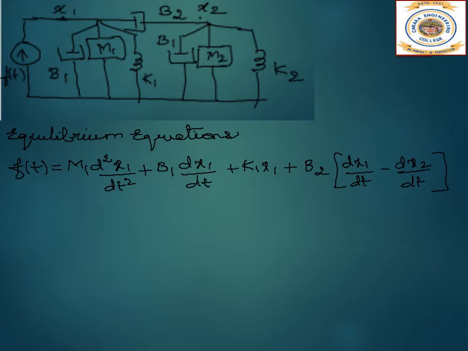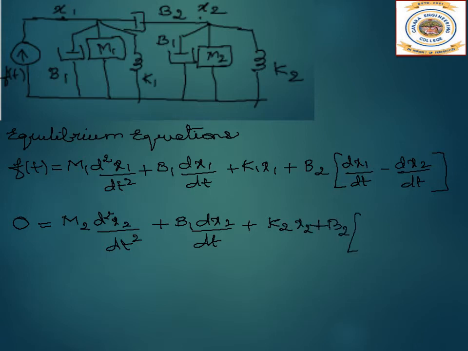Next, coming to the node x2, here there is no force, so equal to 0 equal to, we start with mass M2 d square x2 by dt square plus B1 dx2 by dt plus K2 into x2 plus B2. This is between two nodes, so now it will be dx2 by dt minus dx1 by dt. So we are done with writing the equilibrium equations.